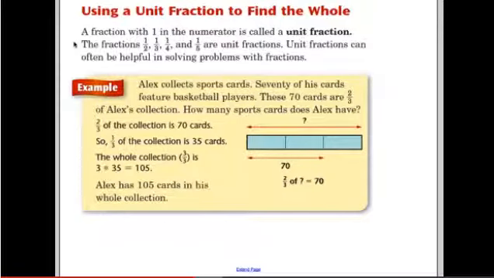Alex collects sports cards. 70 of his cards feature basketball players. These 70 cards are 2/3 of Alex's collection. How many sports cards does Alex have? Well, we know that 2/3 of the collection is 70 cards. So 2/3 of something equals 70. Well, so I need to figure out what 1/3 would be, right?